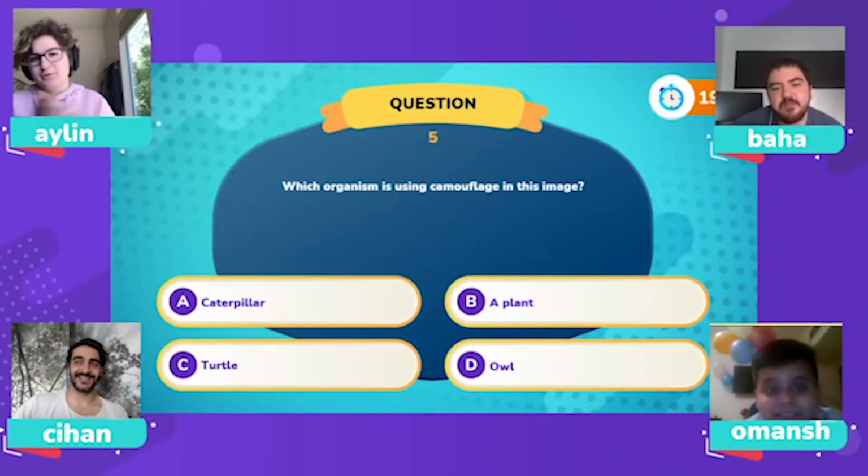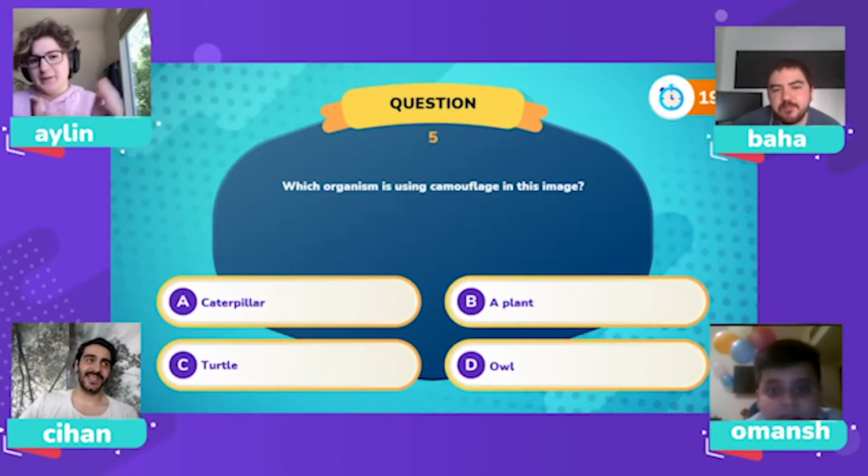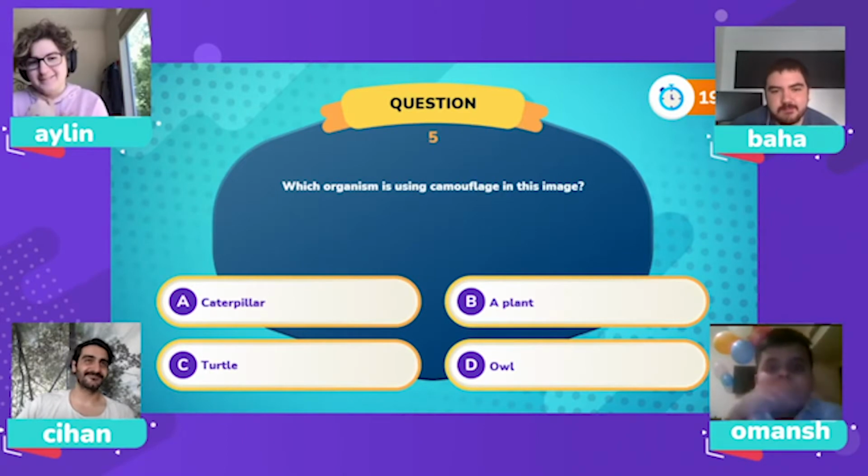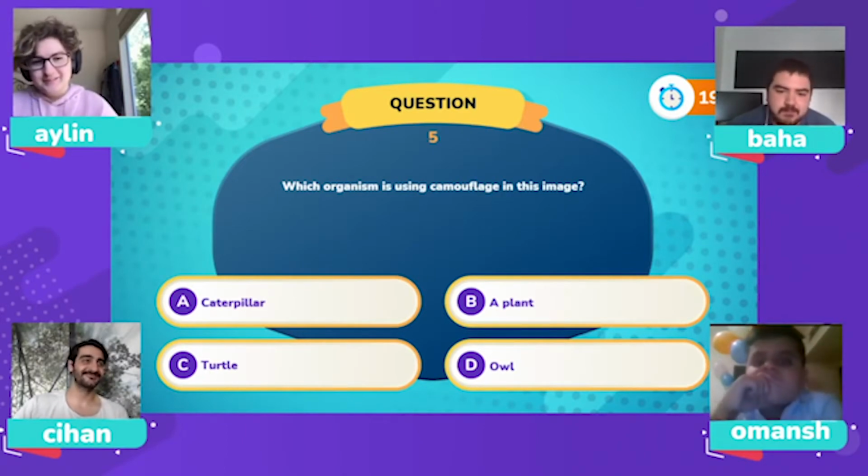So which organism is using camouflage in this picture? A, a caterpillar, B, a plant, C, turtles, or D, an owl? We don't have mushrooms. There are no mushrooms, there are no snails. Yeah, but we have a plant maybe.